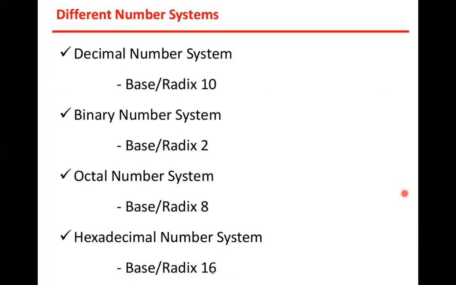Now we have these four kinds of number systems. We will have exclusive topics covering each of the number systems. The first is the decimal number system, whose base, or radix, is 10. We'll understand how the 10 comes about. For the binary number system, the base is 2, or radix 2. For the octal number system, the base is 8, or radix 8. For the hexadecimal number system, the base or radix is 16.